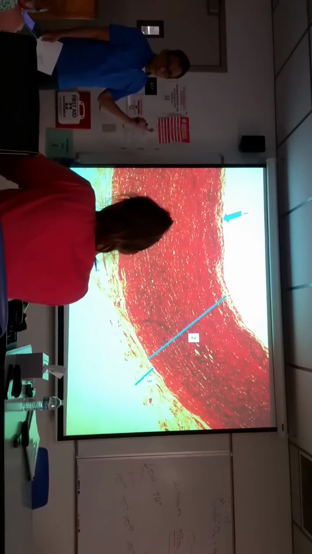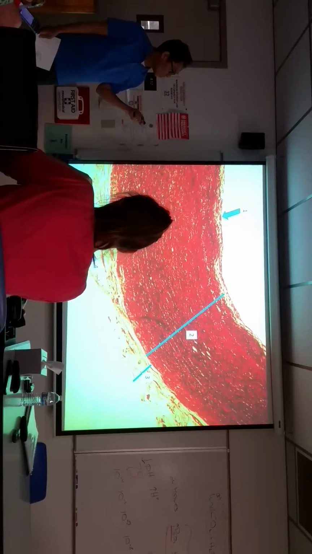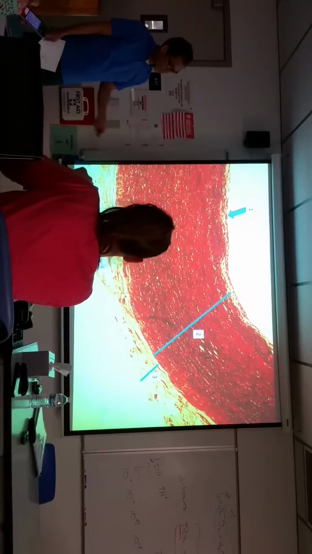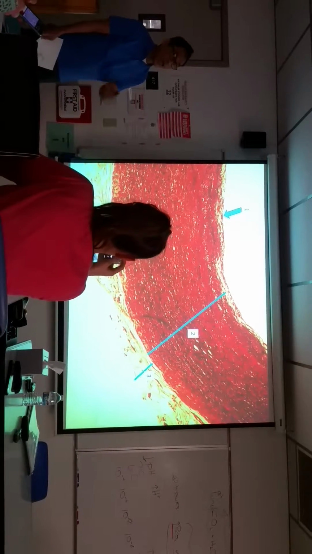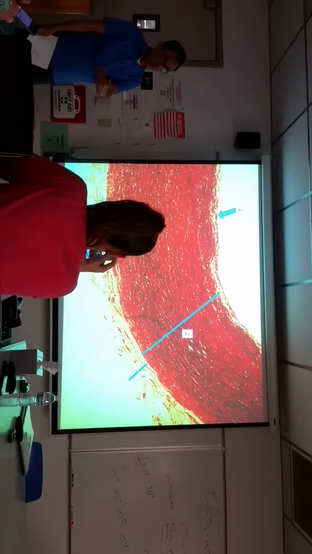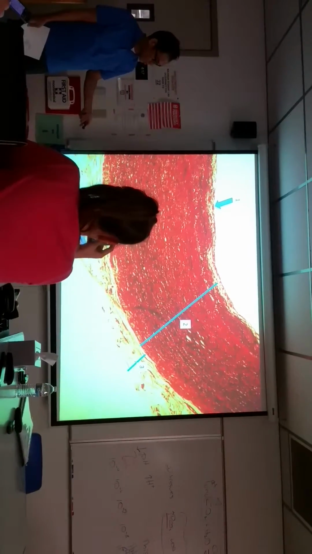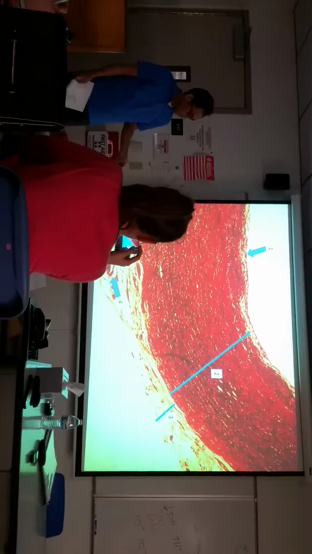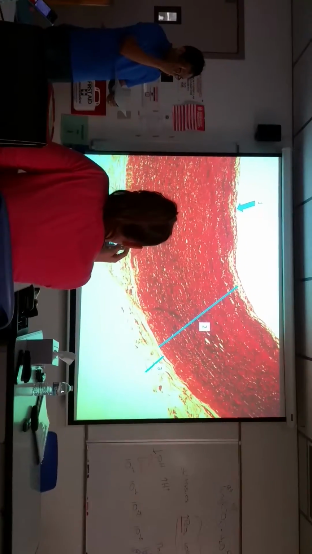Number 1 is pointing to tunica intima. Number 2 is a very large, expansive tunica media. Number 3 is tunica adventitia. Number 4 is pointing to a structure called vasa vasorum, little blood vessels of the big blood vessel. Vasa vasorum.